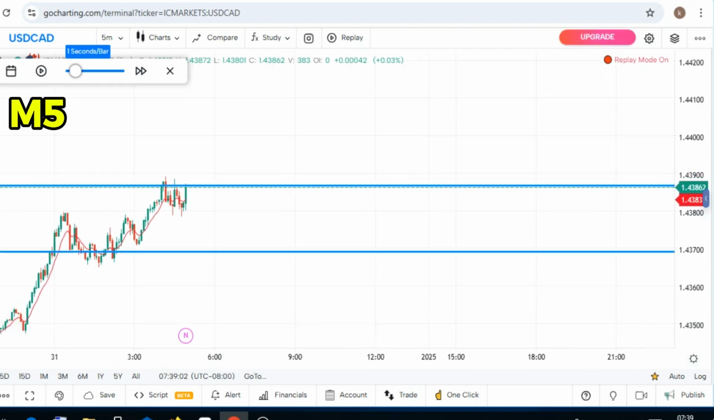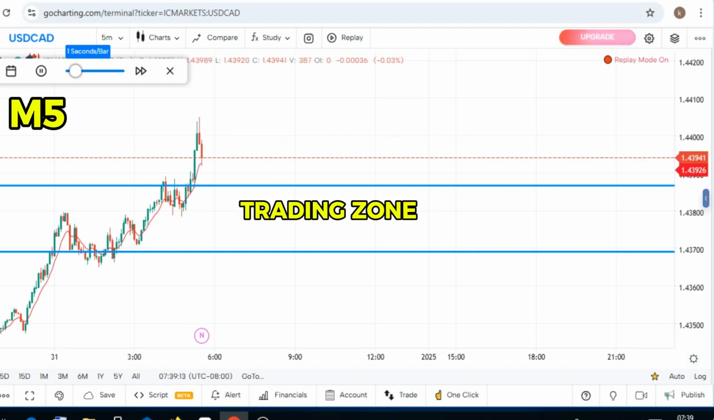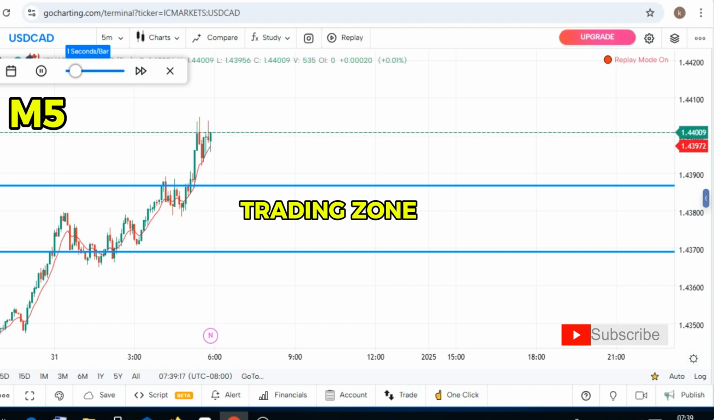Alright guys, this is the 5-minute time frame of USD CAD. This blue line represents the open and the close of the H4-hour candlestick, which we call the tradable zone. Remember, these are the lines we marked out earlier on our H4 time frame. This means we shall only be looking for trades within these zones.